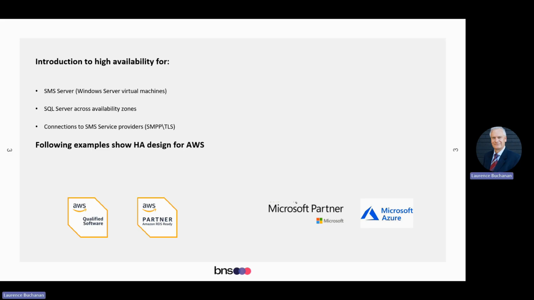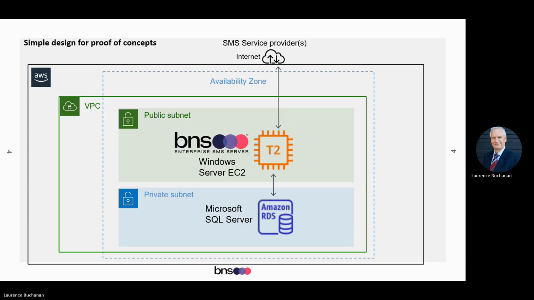The connections to the SMS service provider are the other aspect of HA. You've got to have HA at all levels: from the transport level to the SMS networks, SQL, which is where all the data is stored, and the Windows servers themselves. So let's move on and look at examples of HA design.